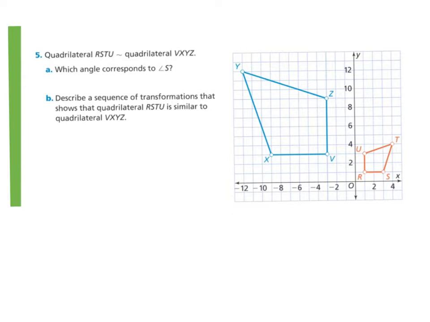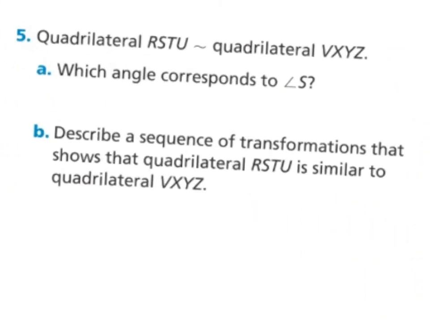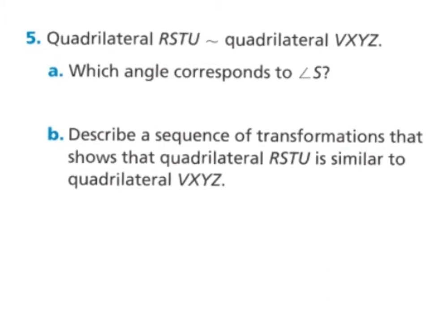Number 5, we have a quadrilateral RSTU that is similar to quadrilateral VXYZ. And first question, which angle corresponds to angle S? So on that, to see which one it corresponds with, we'll just look at our order of how they listed the letters. So S is the second letter here, should match with the second letter here. So that would be angle X that it corresponds with.